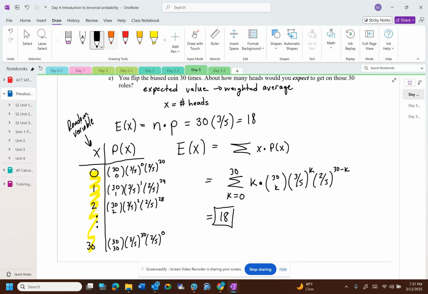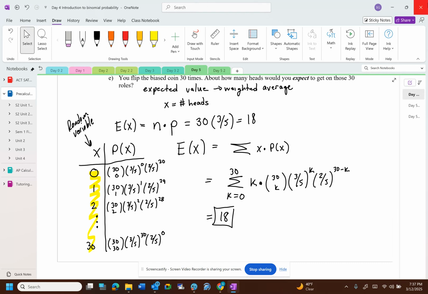Okay. Now, I'm not going to go through the entire expected value notes for you, but this is the basic idea. You take the value of a probability experiment, its random variable value, multiply by its probability, and add them all up. Okay.